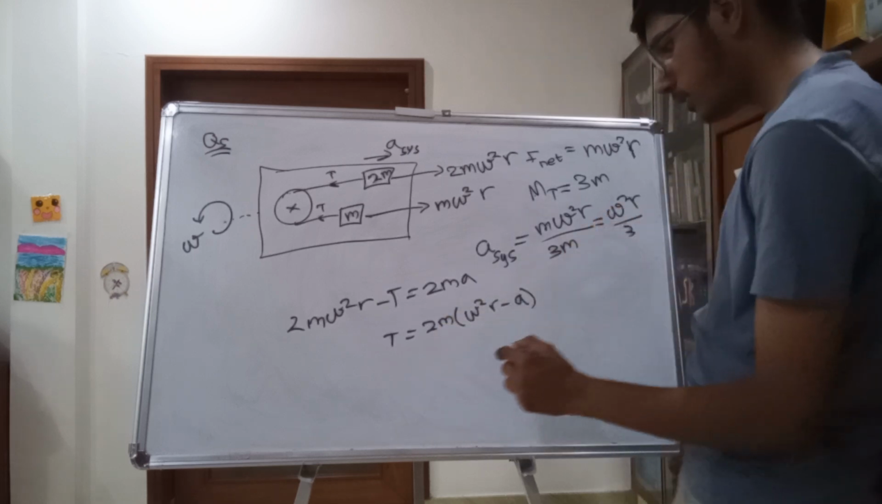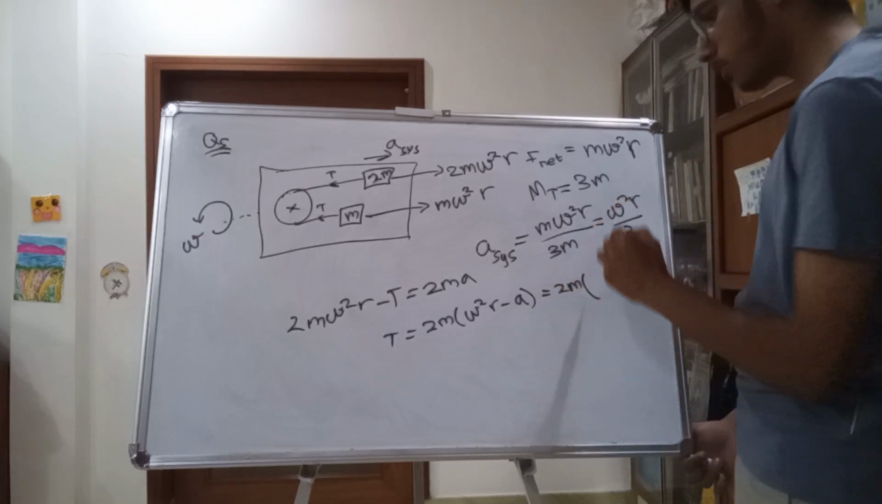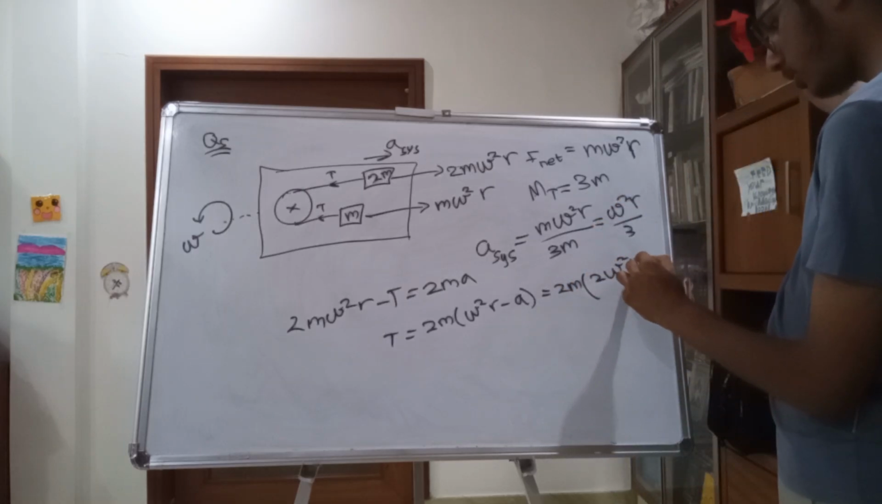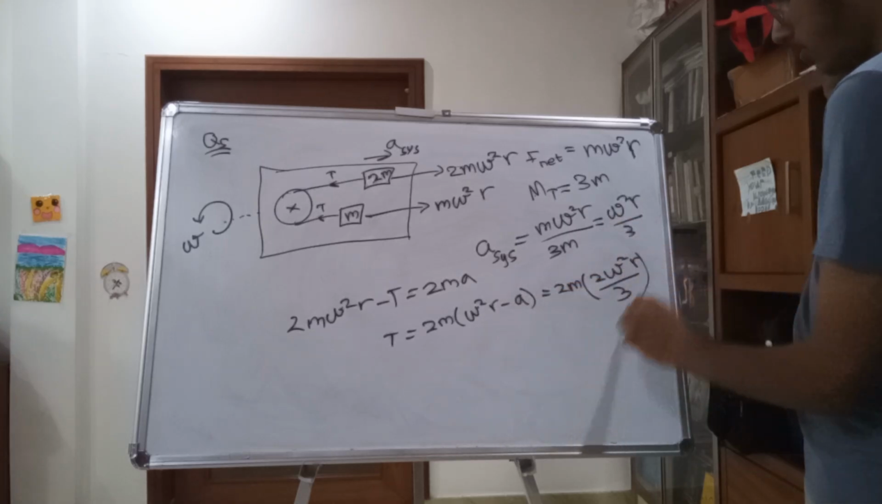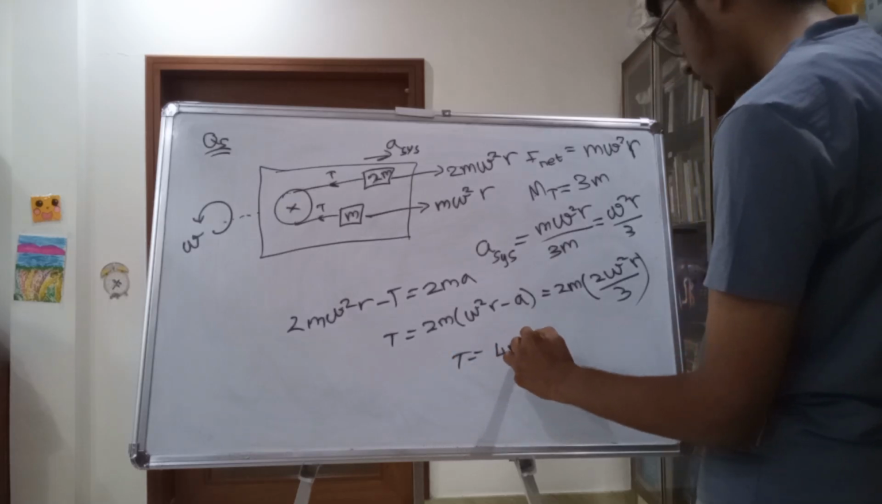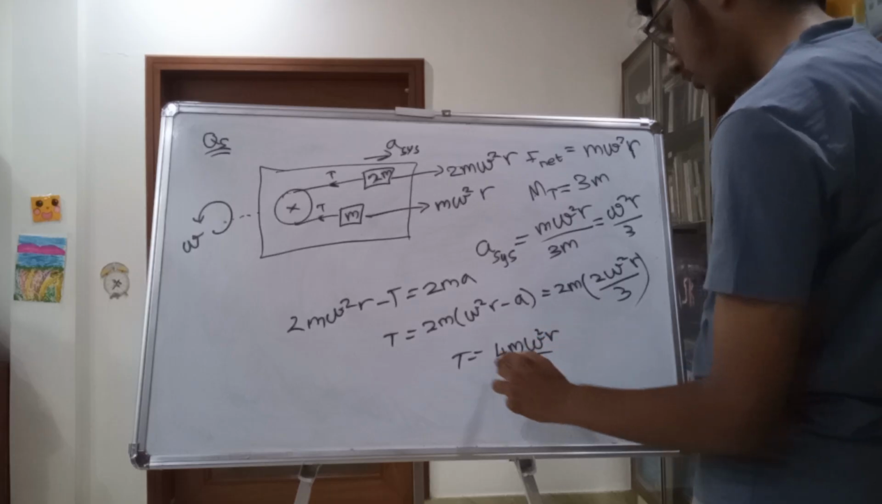Now we know that a is equal to omega square r by 3. So that can be written as 2 omega square r by 3. How, sir? You don't ask this omega square r, you keep it here and then subtract. Okay. So now we can tell that the tension is equal to 4m omega square r by 3.